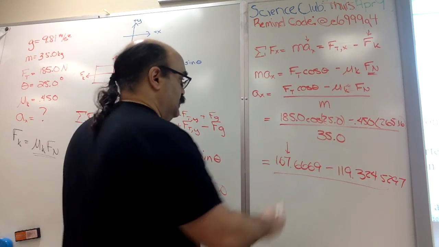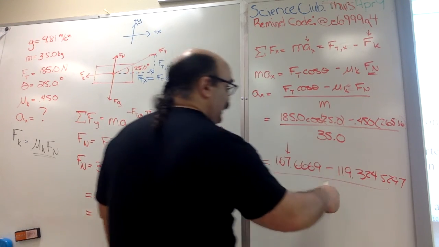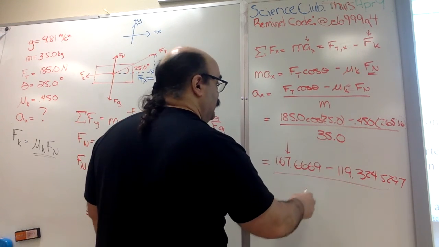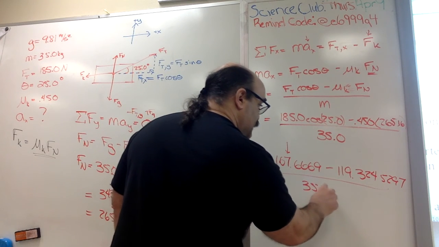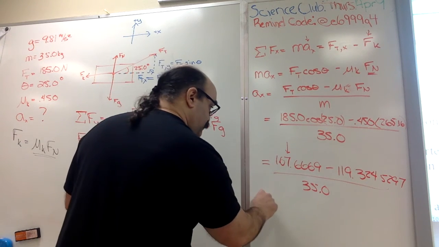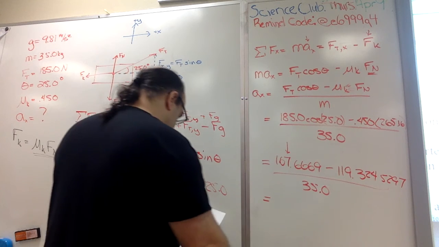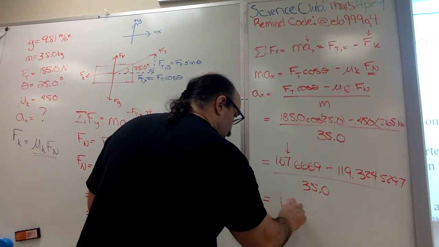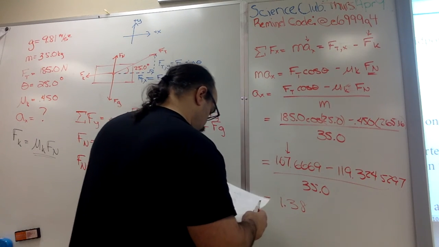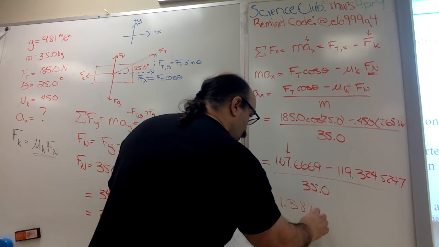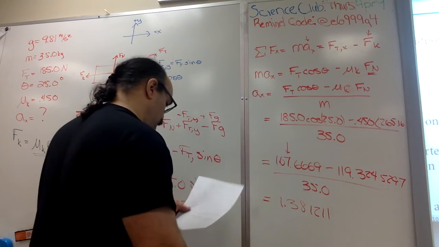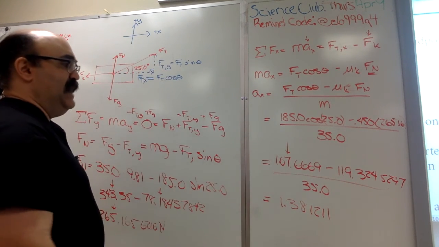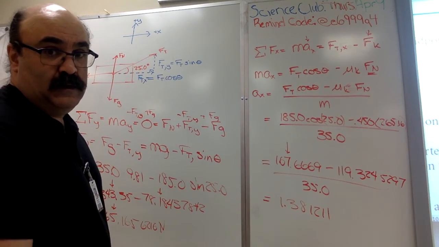Okay? So 3 sig figs, ones place, possibly on top, divided by 35.0, which is 3 sig figs on the bottom. Okay, for me, that number goes 1.381211. That only has 2 sig figs.